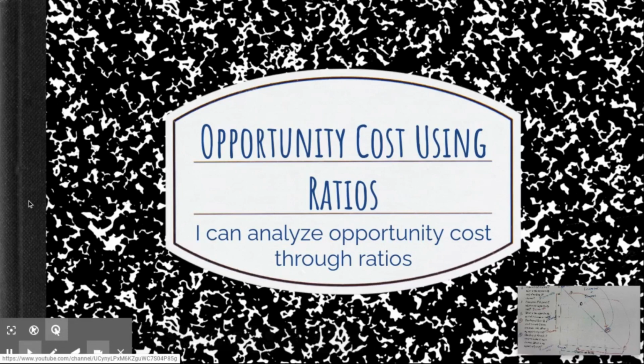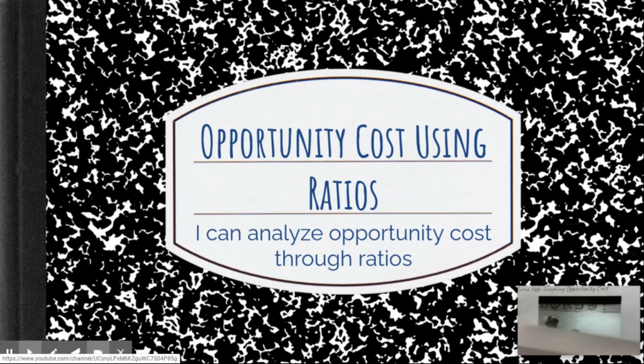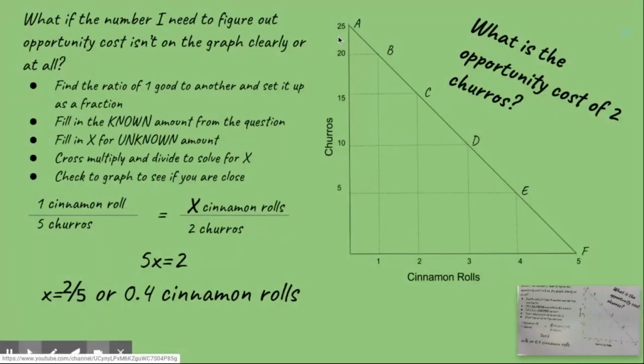All right. So what happens if you are trying to find out the opportunity cost, but it's not quite on the graph? That's where we have to use ratios, okay? So how do we do that? So let me get this stuff out of the way. What if the number you need to figure out on opportunity cost isn't on the graph clearly or at all? And here's what I want you to write down. This is called finding opportunity cost with a ratio instead of just finding it on the graph, okay?